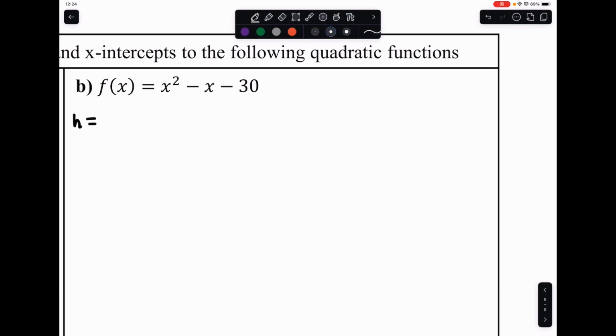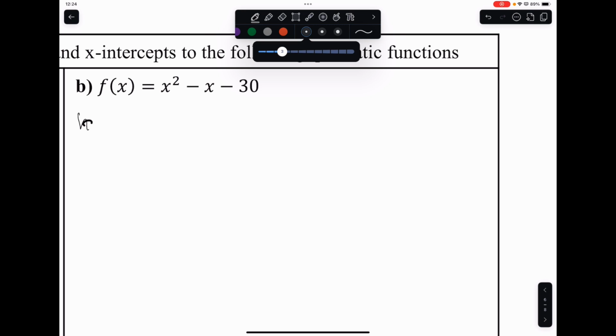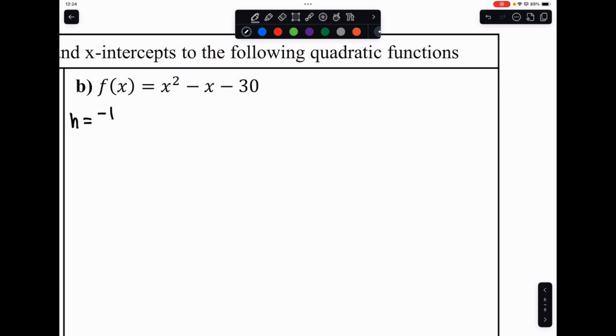So let me get a nice pen. Okay, so let's figure out the h value. So we're going to get -1 times the value of b, which in this case is -1, divided by 2 times the value of a, which is +1. So we end up with a +1 on top, 2 on the bottom, and that just equals the decimal value of 0.5, which I'm going to keep as a fraction, 1/2.